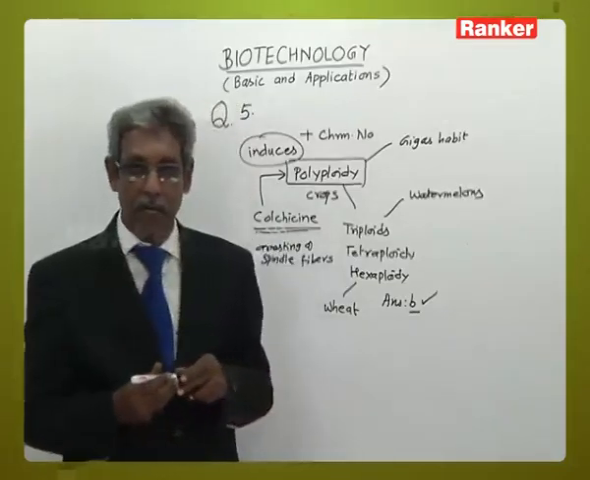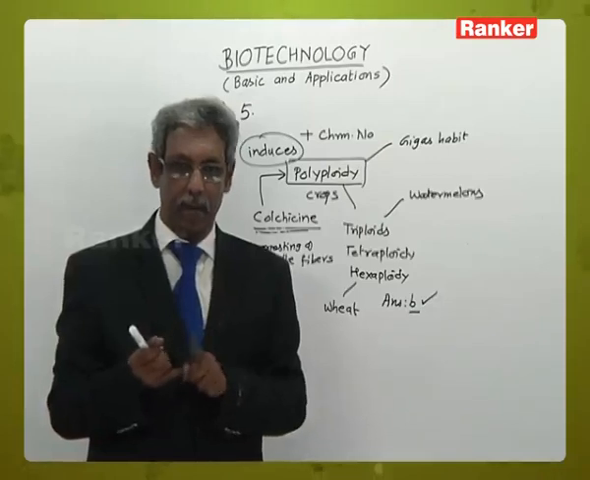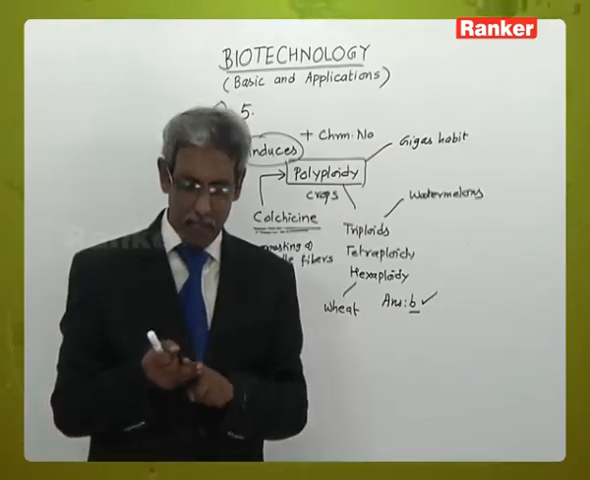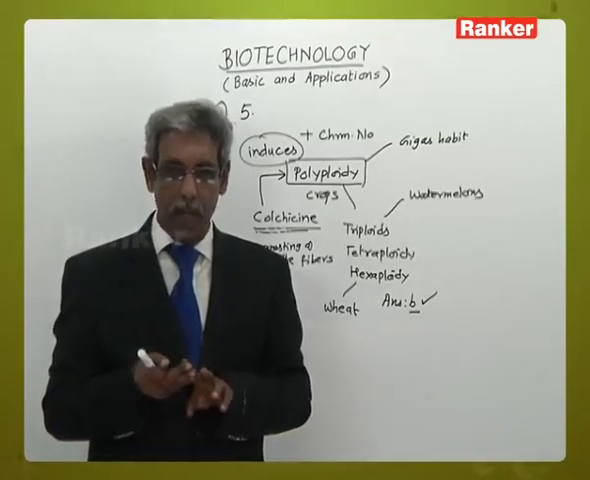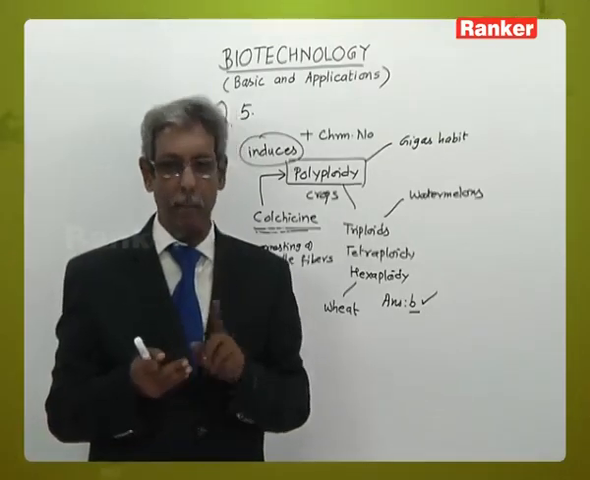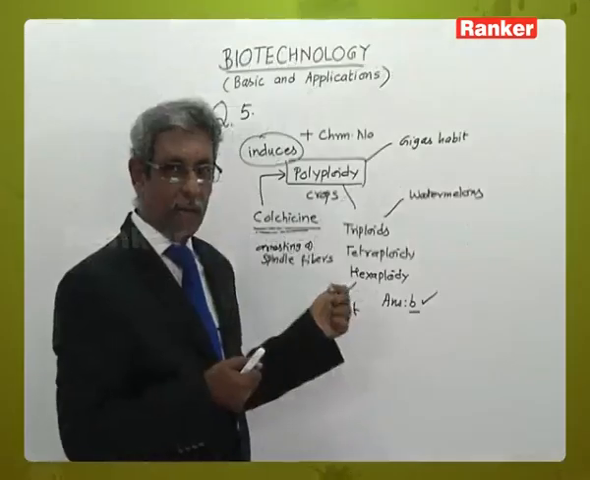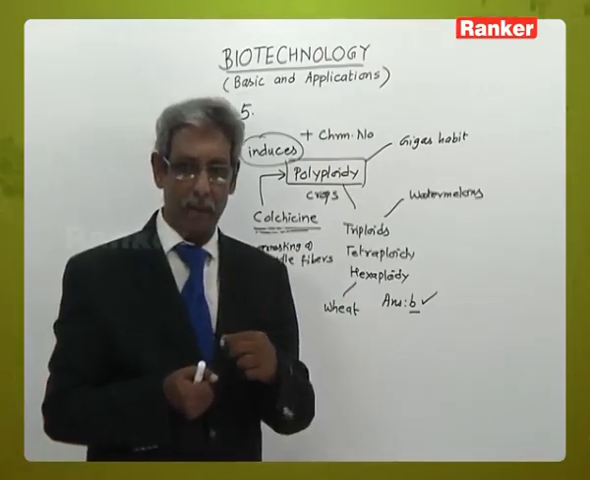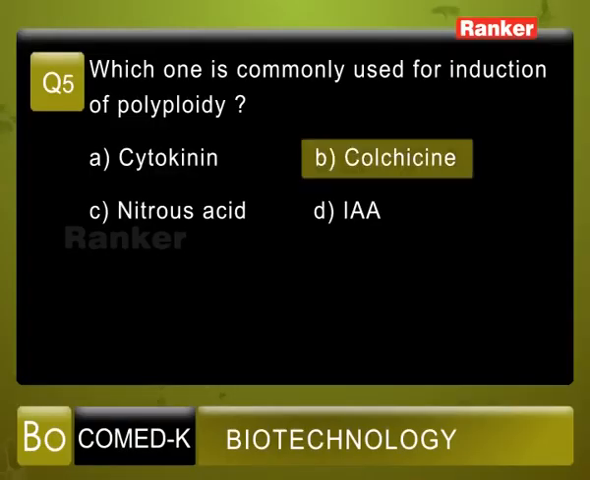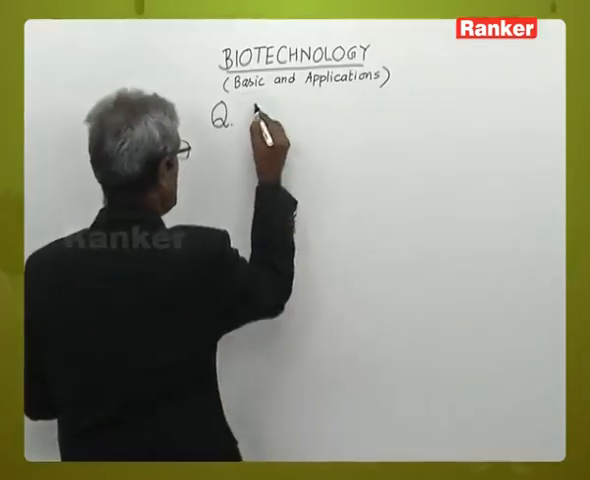While cytokinins promote cell division. Nitrous acid is a sort of a growth hormone, indoleacetic acid too is a sort of a growth hormone, and they cannot induce polyploidy, because here there is arrestation of the spindle fibers and it interferes with the cell division, especially in the case of mitosis and meiosis in both the somatic cells as well as the germinal cells of plants. Question number 6.